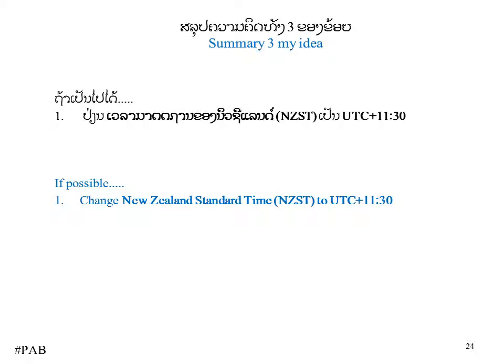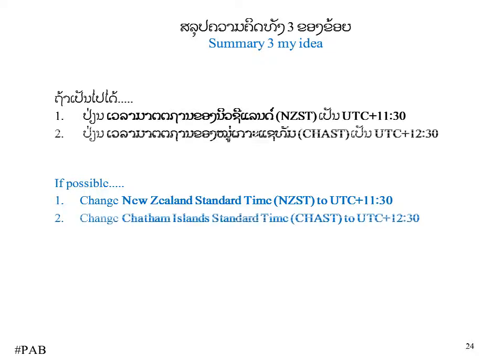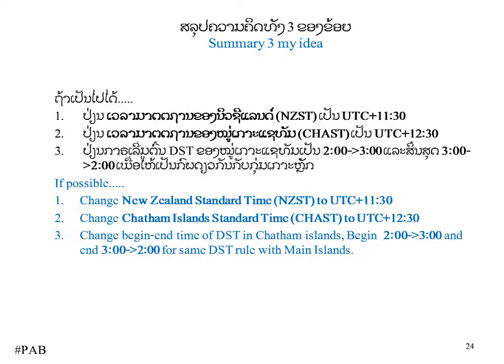Summary of my idea. If possible: one, change New Zealand Standard Time to UTC plus 11 hours 30 minutes. Two, change Chatham Island Standard Time to UTC plus 12 hours 30 minutes. Three, change the begin and end time of daylight saving time in Chatham Island to begin 2 to 3 and end 3 to 2, for the same daylight saving time rule as the main island.